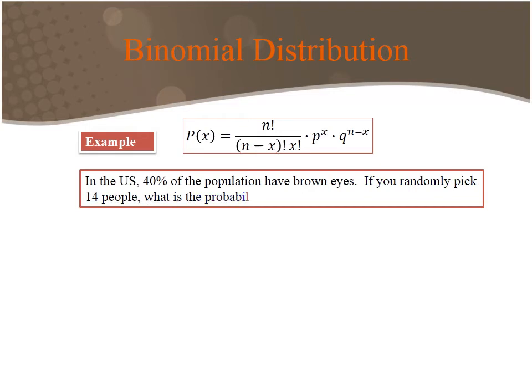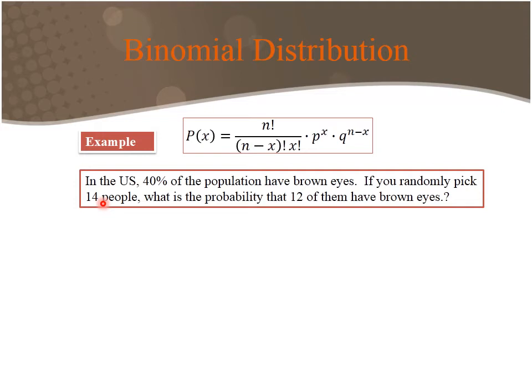In the US, 40% of the population has brown eyes. If you randomly pick 14 people, what is the probability that 12 of them will have brown eyes? So first of all, ask ourselves the 4 criteria for this resulting in a binomial distribution. One, are there a fixed number of trials? If we're going to consider each of the 14 people to be a trial, then the fixed number of trials will be 14.